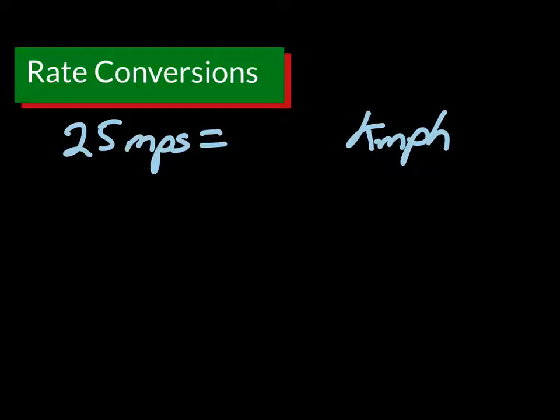So in step 1, following the same process that we've done before, we know that we want to convert meters per second to kilometers per hour. Now we need to identify our conversion factors.